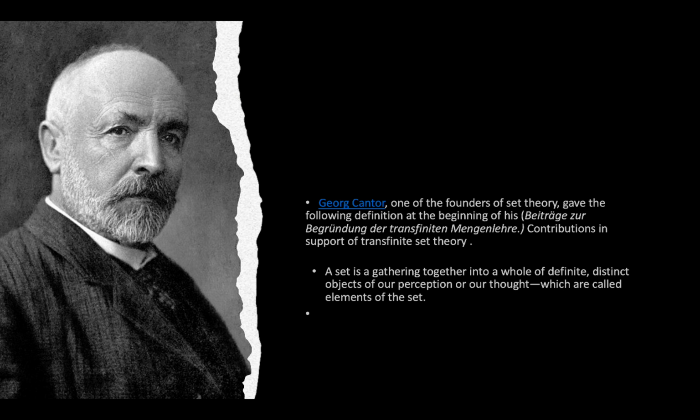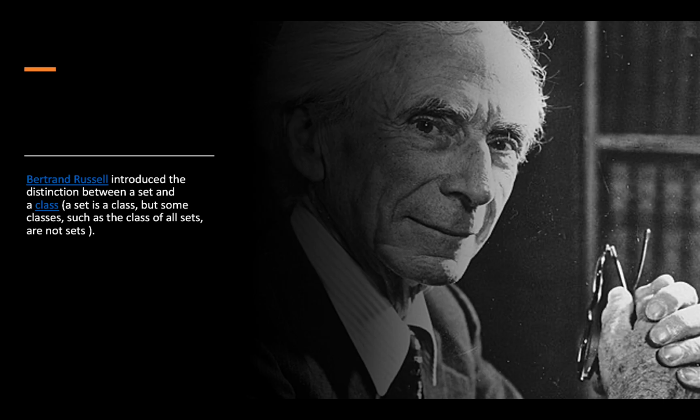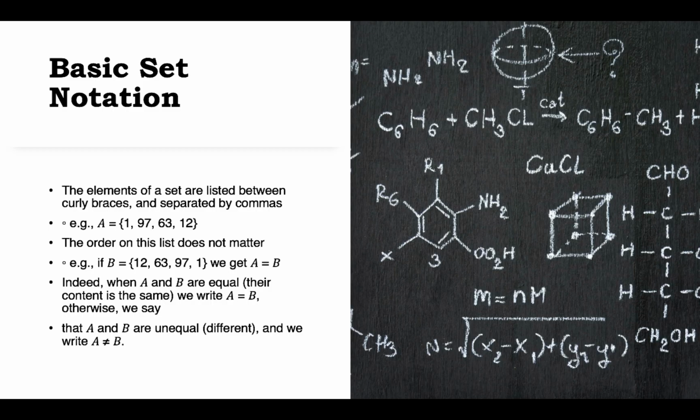A set is a gathering together into a whole of definite, distinct objects of our perception or our thought, which are called elements of the set. Bertrand Russell introduced the distinction between a set and a class. A set is a class, but some classes, such as the class of all sets, are not sets.